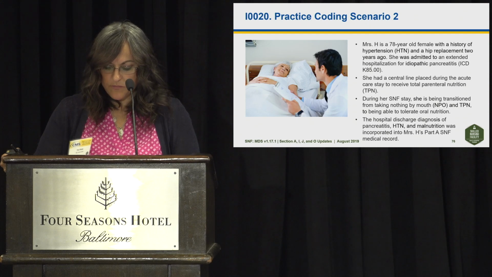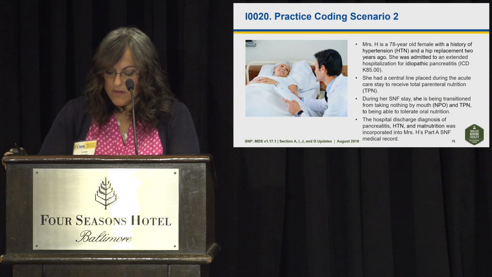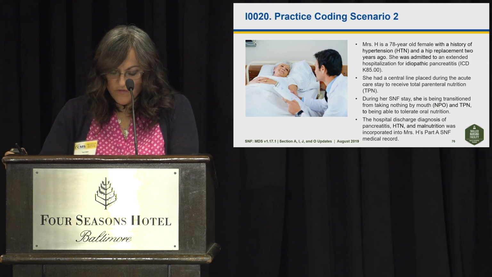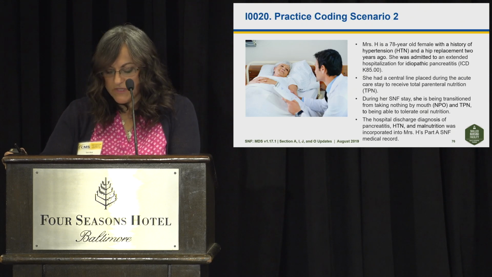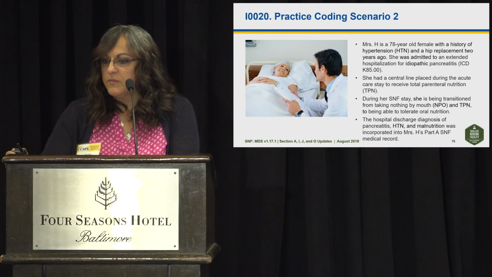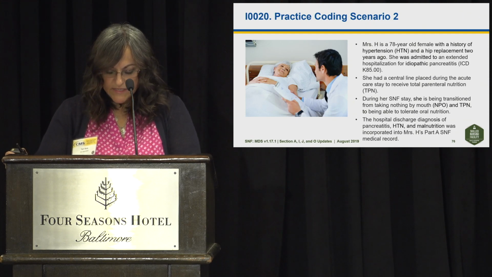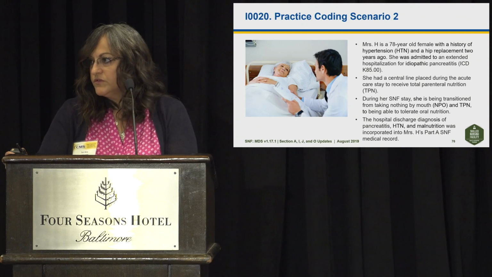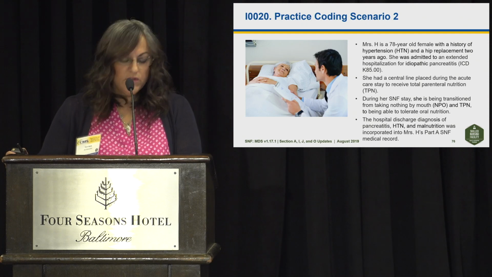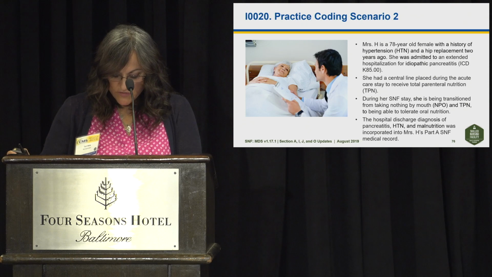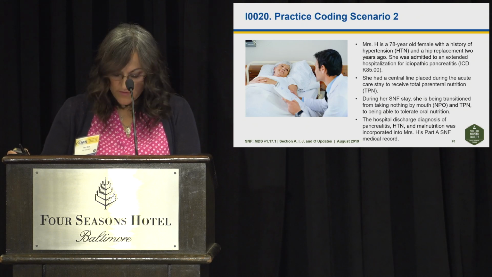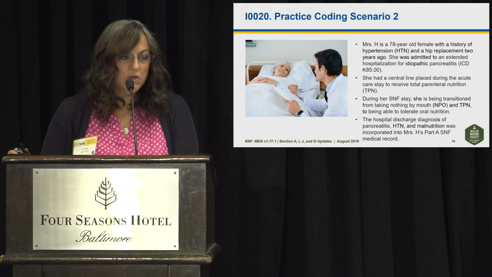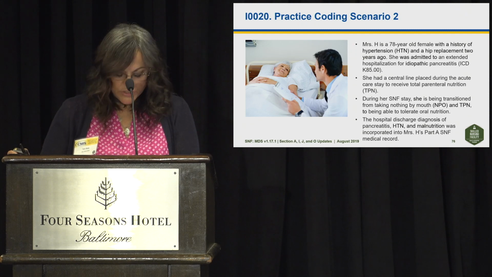Okay, here's the second practice coding scenario. Mrs. H is a 78-year-old female with a history of hypertension and a hip replacement 2 years ago. She had an extended hospitalization for idiopathic pancreatitis. She had a central line placed during the acute care stay to receive total parenteral nutrition, or TPN. During her stay, Mrs. H is being transitioned from taking nothing by mouth and receiving TPN with the goal of being able to tolerate oral nutrition.